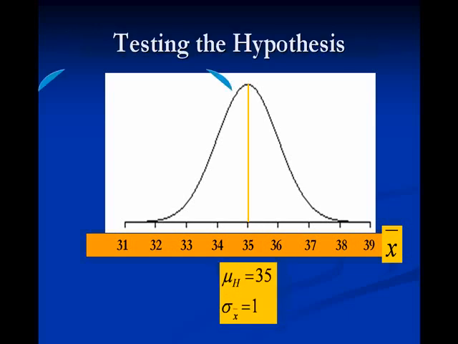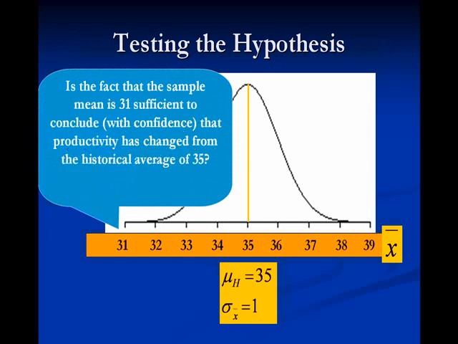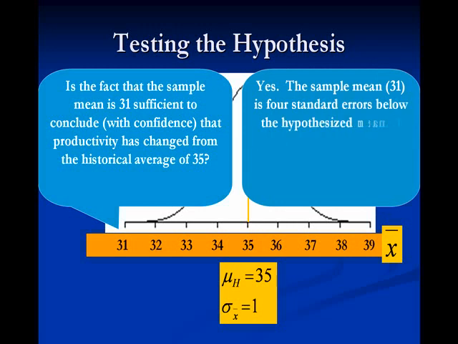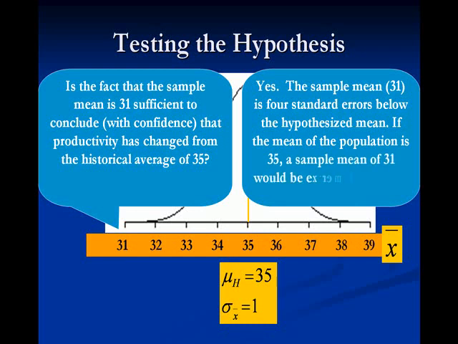Okay, so to test the hypothesis, what we want to know, we had a sample mean of 31. Is the fact that that sample mean is 31 sufficient to conclude or to be confident that the productivity has changed from that historical average of 35? The answer is yes. That 31 is 4 standard errors below the hypothesized mean. And by now you should understand that if we're 4 standard deviations or 4 standard errors away from the mean, there's just not a very high likelihood of having a value that far away from the mean. It would be extremely unusual.